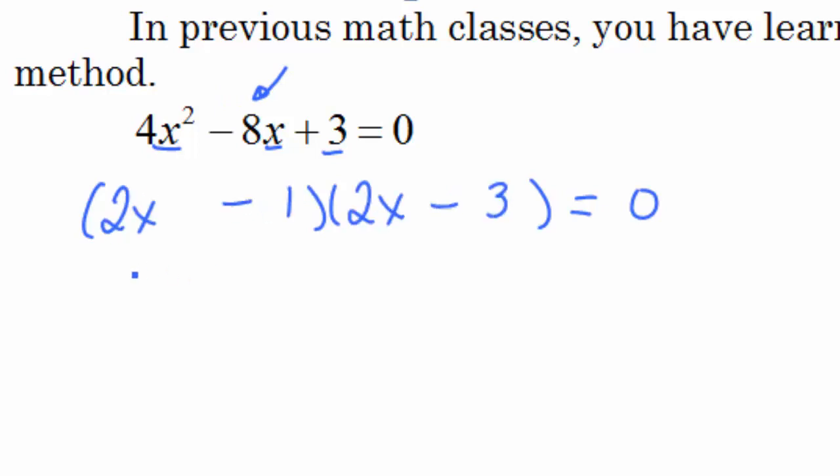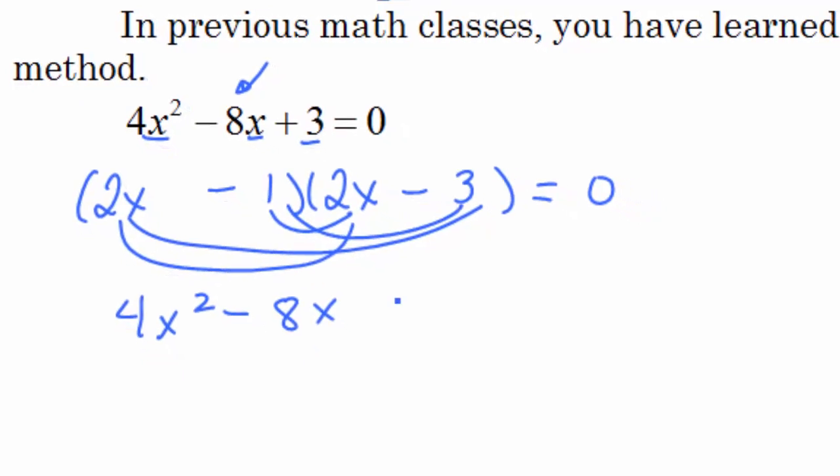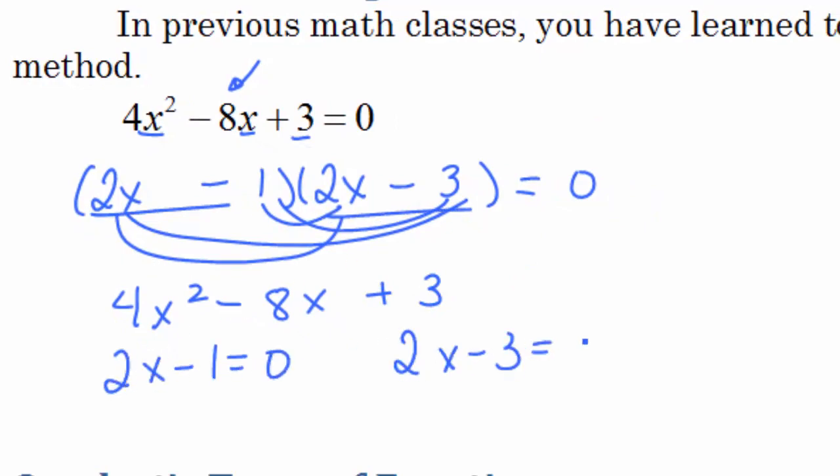I think this will work because that's 4x squared. Let's see, that's negative 3 and negative 2, which is negative 8, and of course that's positive 3. Then after we factor, we set each factor equal to 0, and then of course solve for x, and we get two solutions.